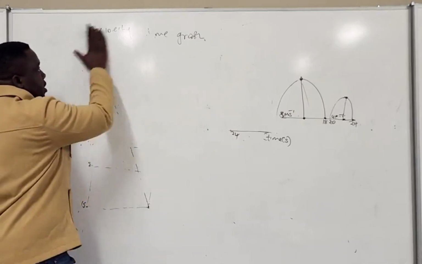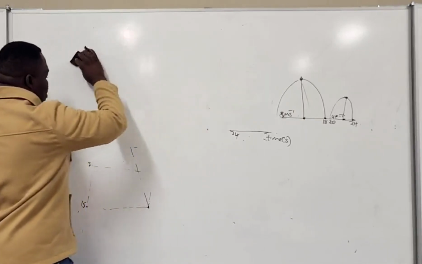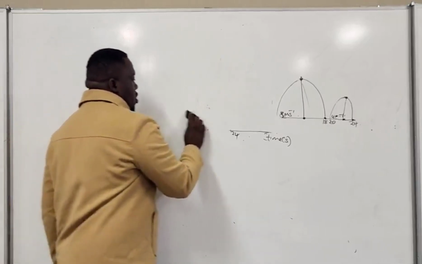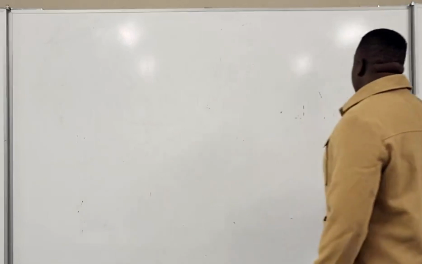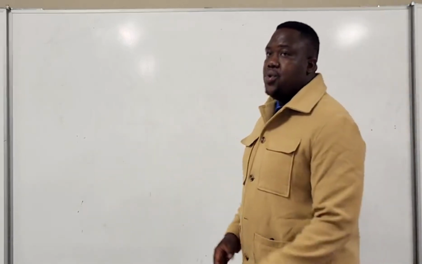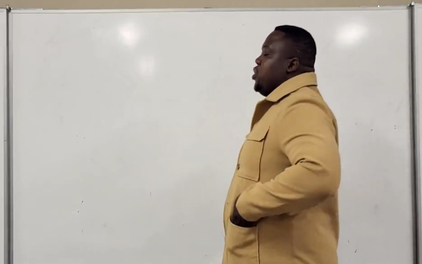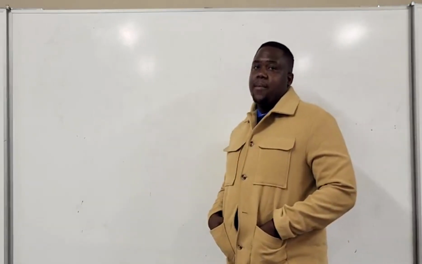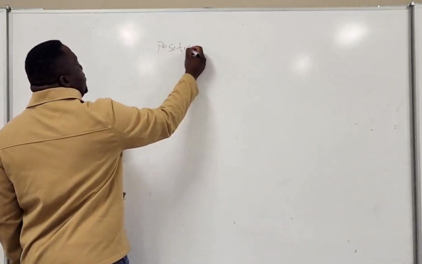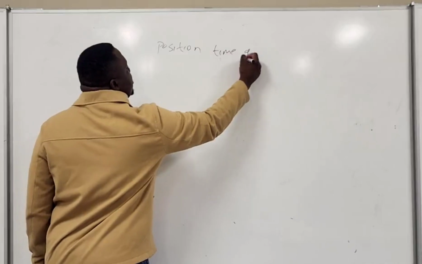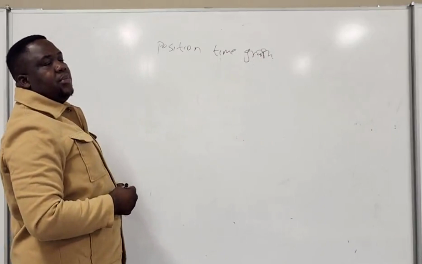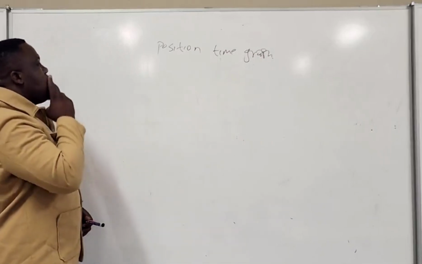Let me quickly make a demonstration of a position time graph. Position time graph is what we've been drawing ever since I started to teach you. Whenever you teach vertical contact time, you teach it through a position time graph. So position time graph, it simply represents the position, the distance between the ground and where the ball is.